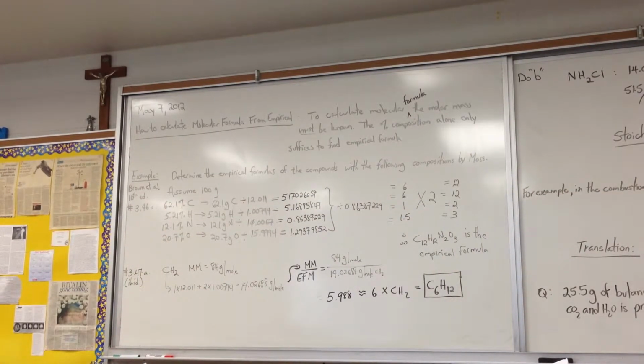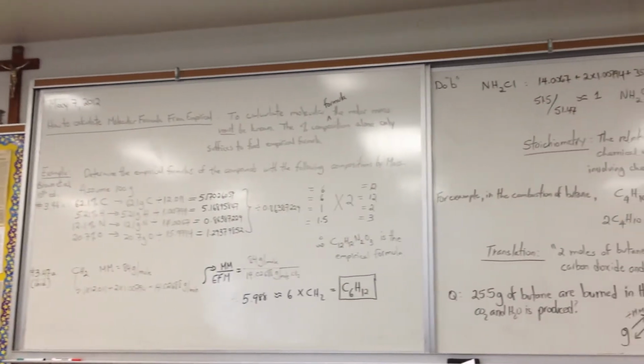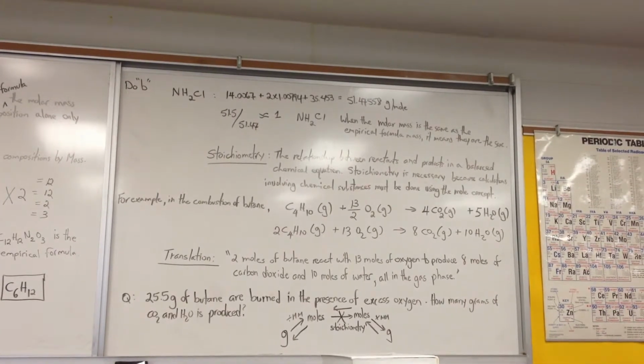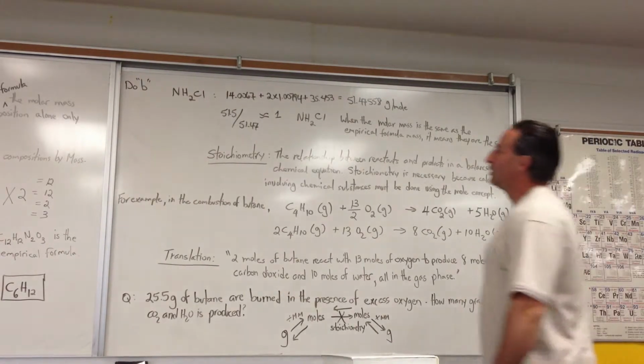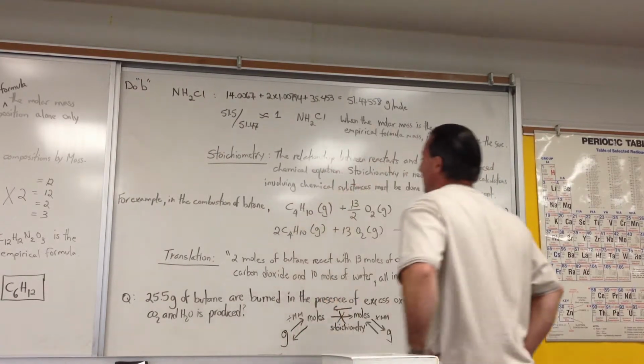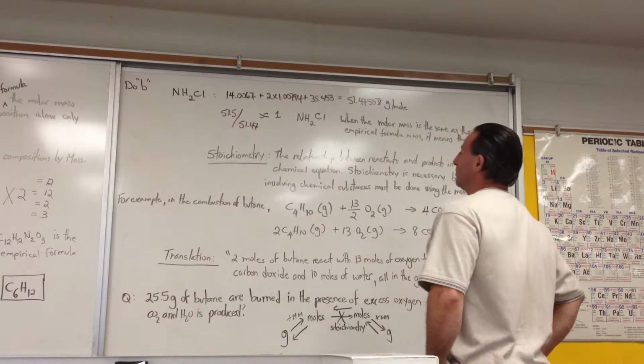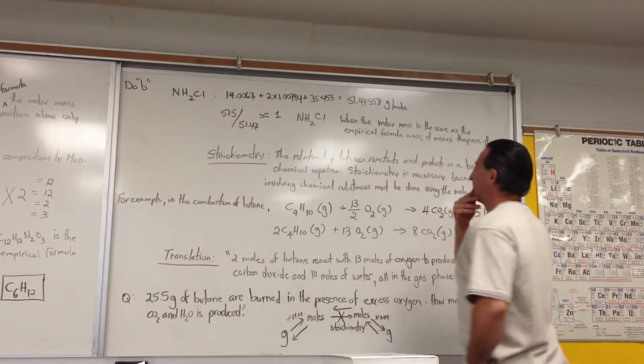In the next example, we are told that the empirical formula is NH2Cl. And we find the molar mass of the empirical formula, which happens to be 51.47. We're told that the empirical formula mass and the molecular mass are the same. When that happens, then we know that the molecular formula is the same as the empirical formula.